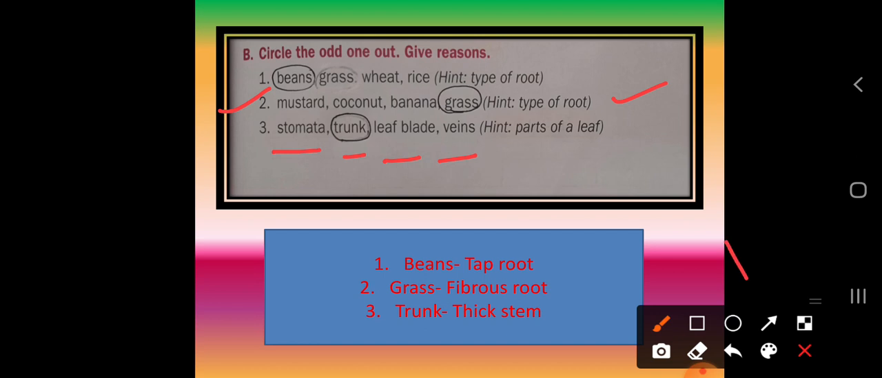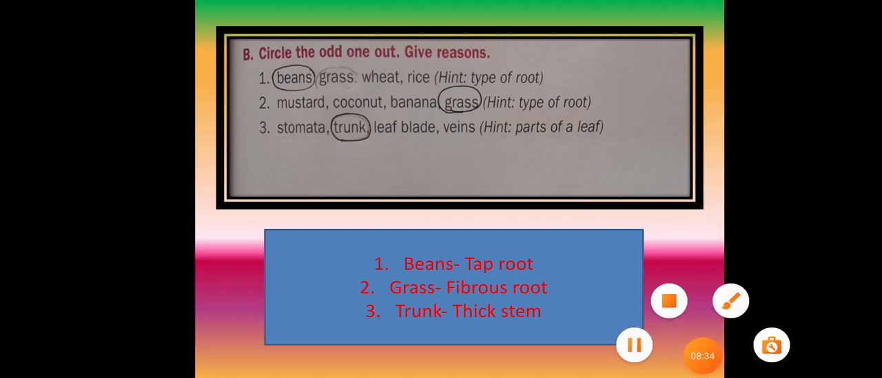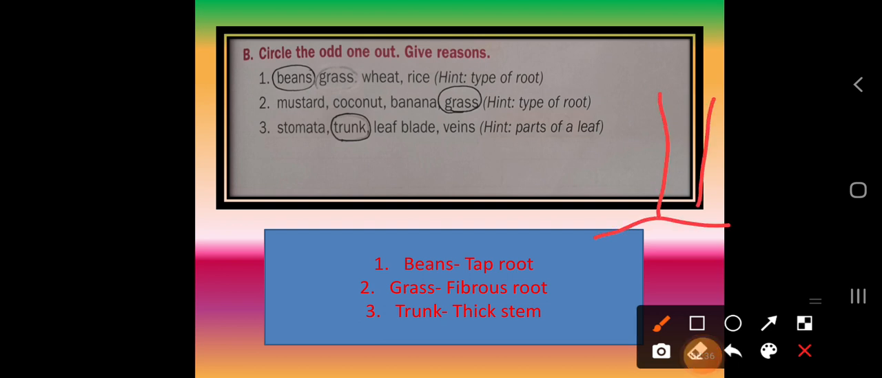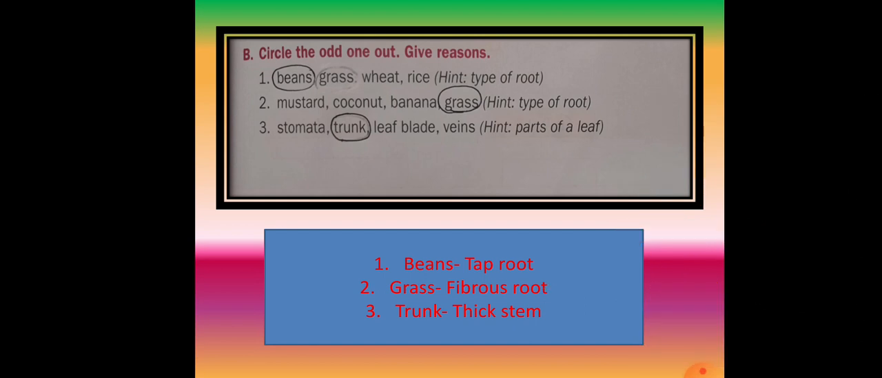Okay, so these are the parts of a plant. So here which one word is different? Is stomata a part of a leaf? Yes. Is leaf blade a part of a leaf? Yes. Are veins a part of a leaf? Yes. Then what about the trunk? Okay, so here trunk is nothing but the strong stem, which is called a trunk. So is this a part of a leaf? No. So the answer is trunk, because it is a thick stem.